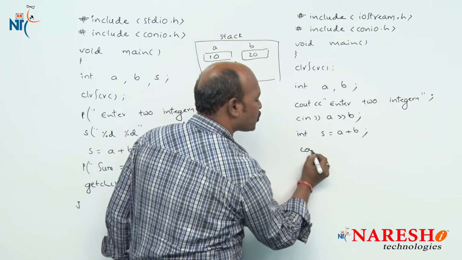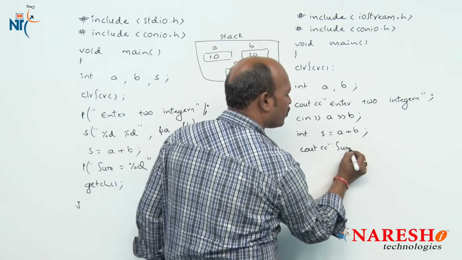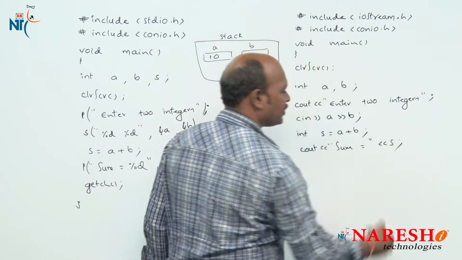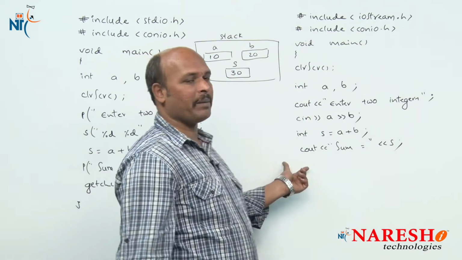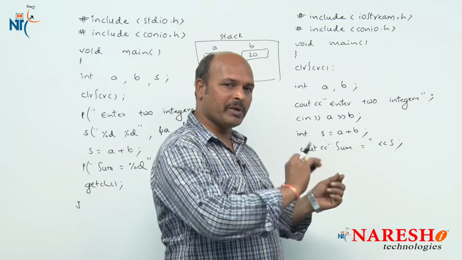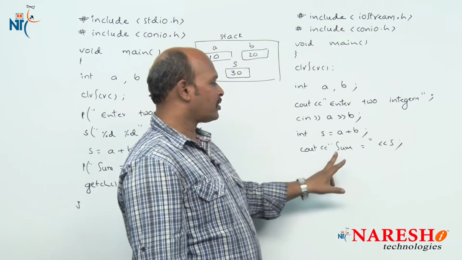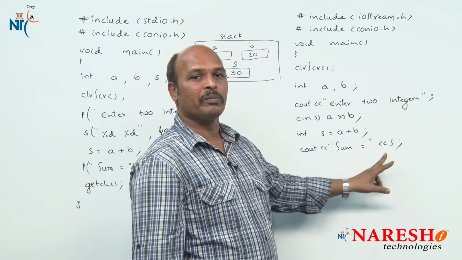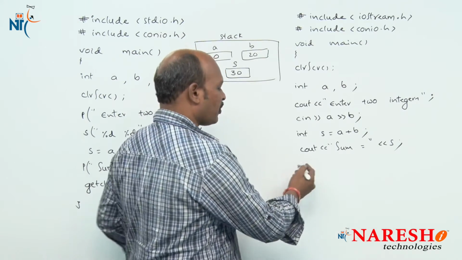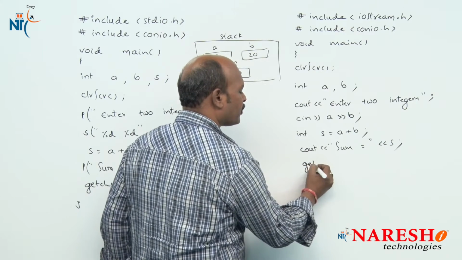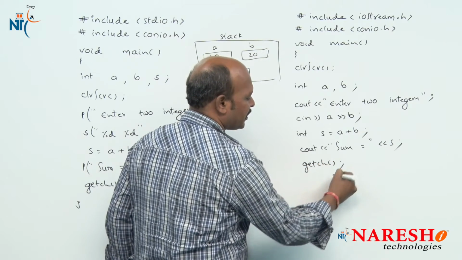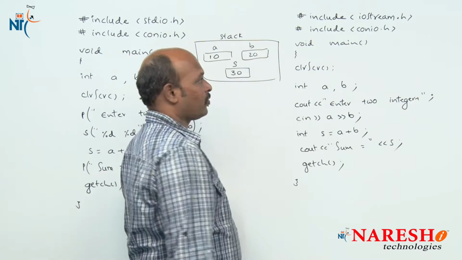Later I want to show the result, sum equal to s. That is it. Now first of all what happened, it is going to print "sum equal to", later the s value, which is 30. Now sum equal to 30 is going to print on the screen. Now the program is finished. That is why I am going to close with getch brackets close.